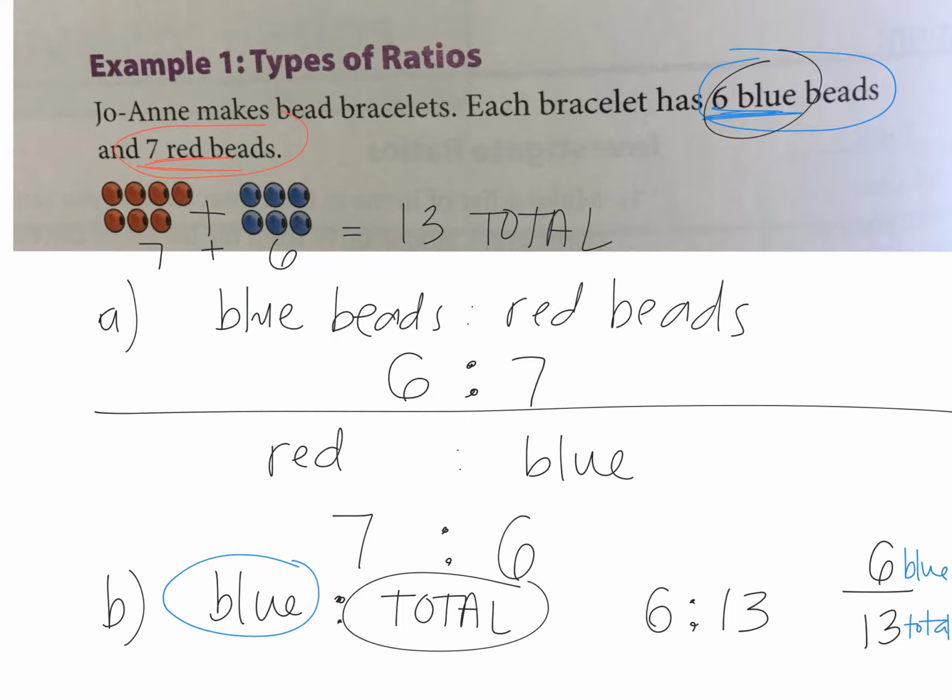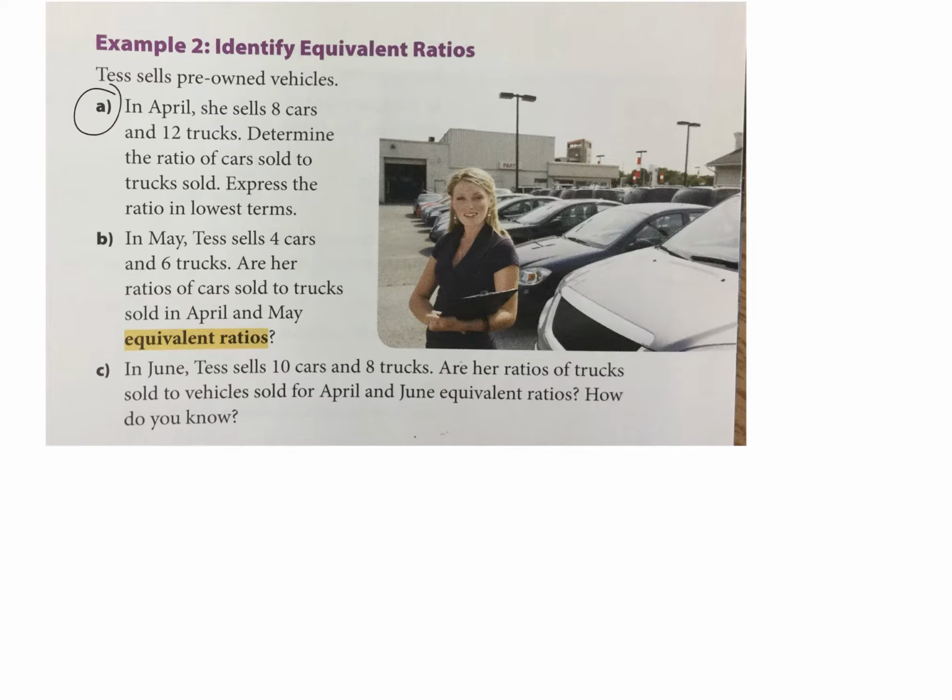The ratio of total to red. I want total to red. Raise your hand. 13 to 7. How would I write that as a fraction? 13 over 7. Can I write it as 7 over 13? No. The order matters. 13 over 7 is total to red. If I wrote 7 over 13, that would be red beads to total beads. That's different. Okay?